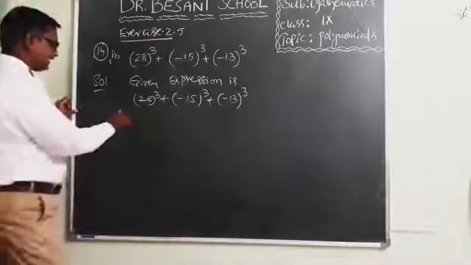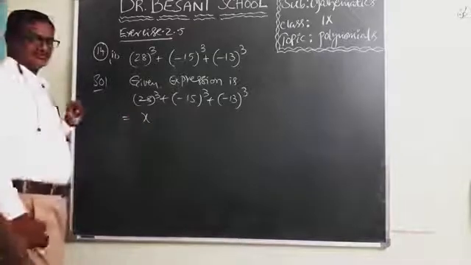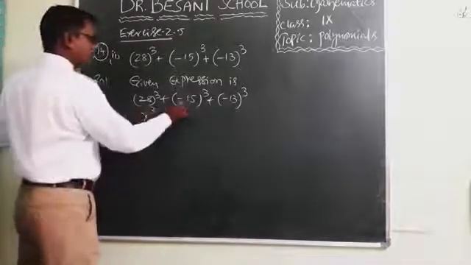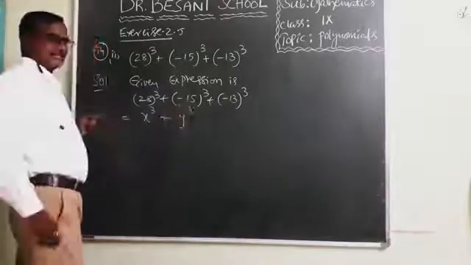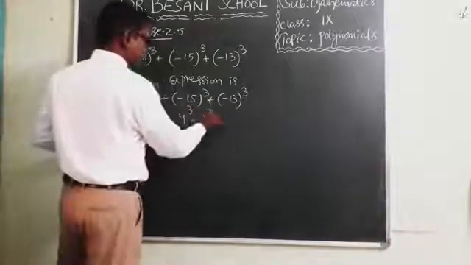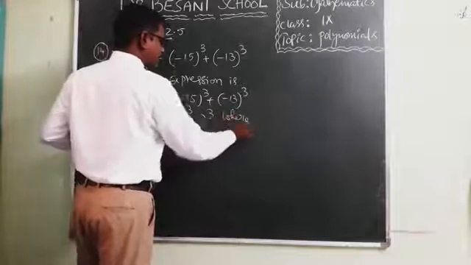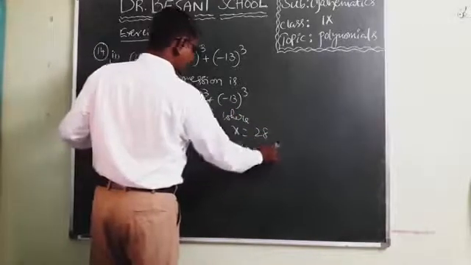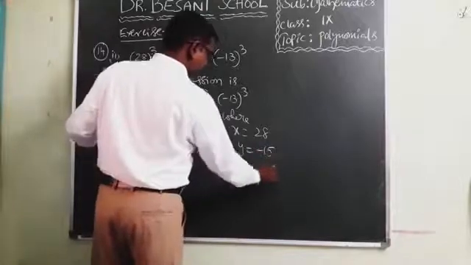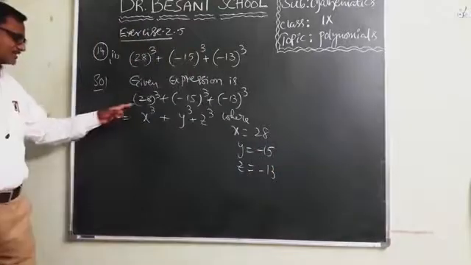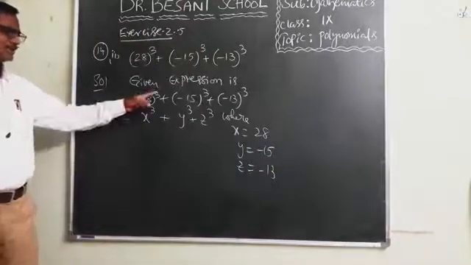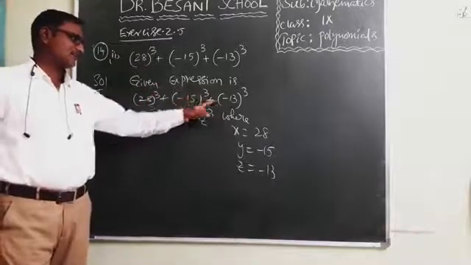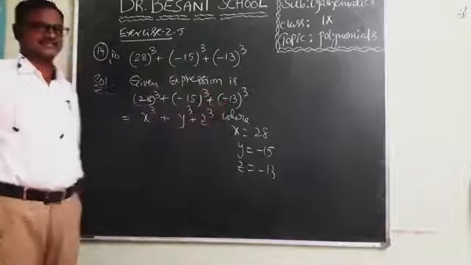Let x equal to 28, y equal to minus 15, and z equal to minus 13. Children, you see what I supposed: this is x cube, where x is 28, plus y cube, where y is minus 15, plus z cube, where z is minus 13.